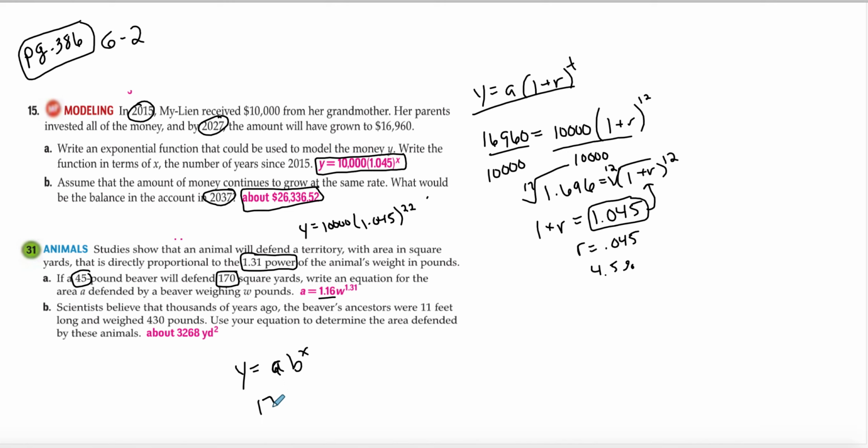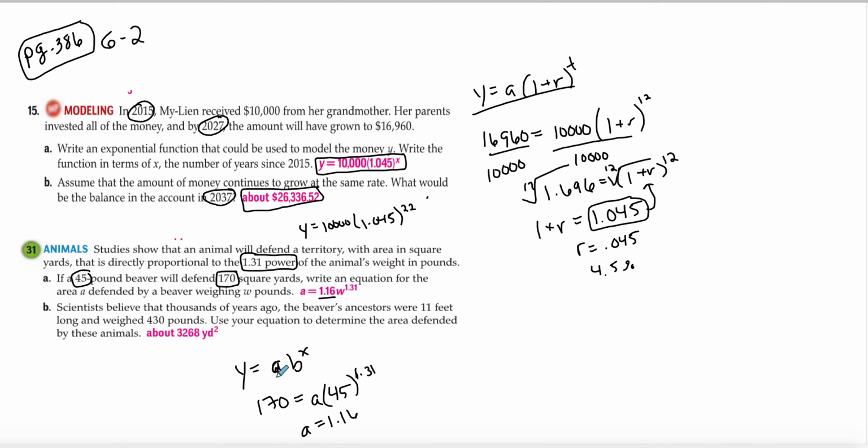So we're defending 170 square yards. We don't know the coefficient there. We do know the weight is 45 pounds, and the power is 1.31. Okay, so now we can go ahead and put this in our calculator. You'll take 45 to the 1.31, divide both sides by that, and we'll get A equals 1.16. That's the number that goes in front of the W.